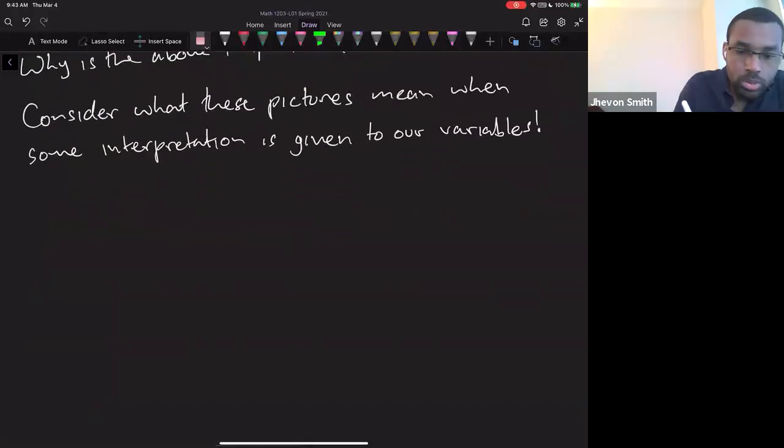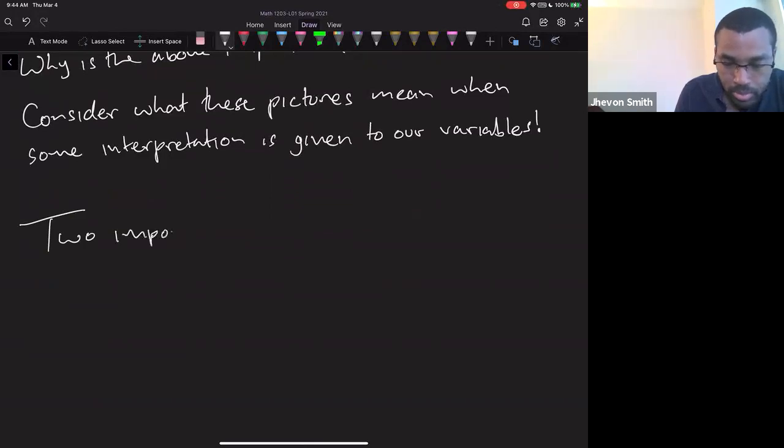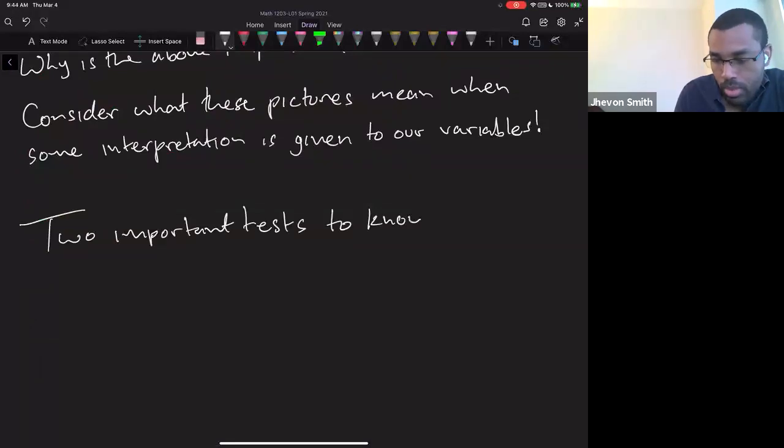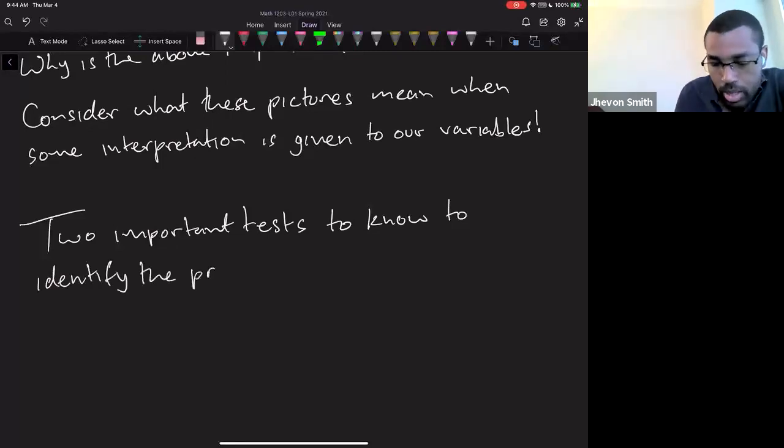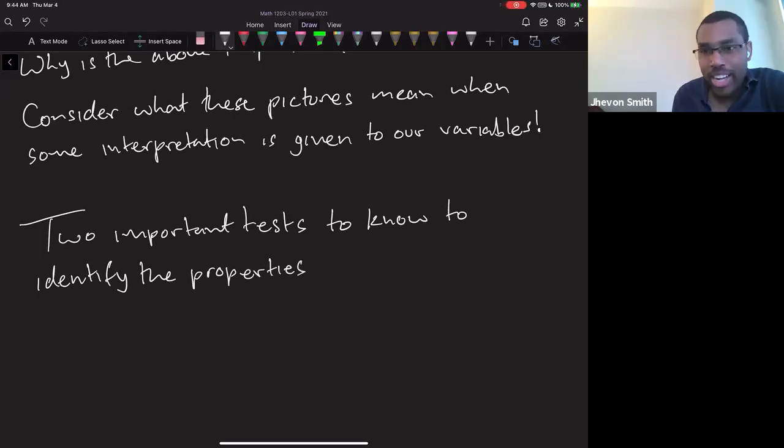And so there are going to be two important tests for us to know, and I'll just tell you the names and we'll get to them next time, to identify the properties above. So let's say, for whatever reason, I've convinced you that knowing about these things is important. How do you actually go about finding them out?